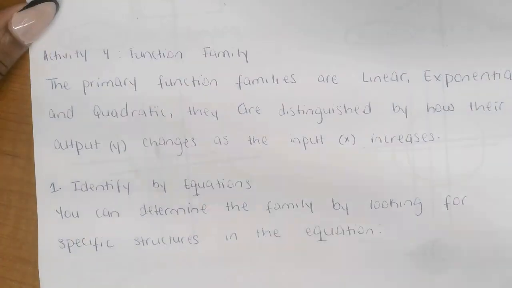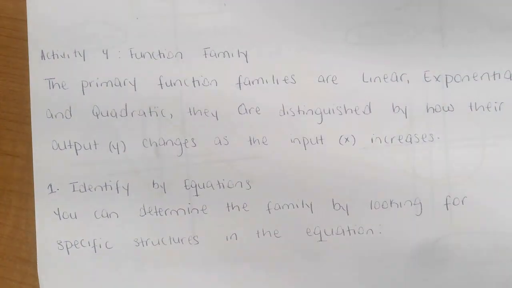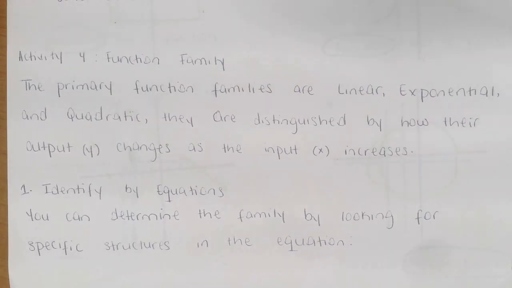Per usual, we're going to read a little bit, then we're going to do some examples together, then apply the information that we learned and jump onto the Regents question. So the primary function families are linear, exponential, and quadratic. They are distinguished by how their output, y, changes as the input increases.